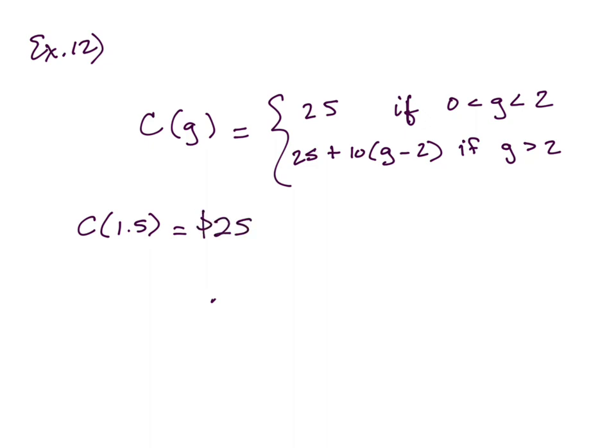Because it's a piecewise function, I have to look at my input, which is this 1.5, and find which domain that number fits in. Does it fit in the top one, 0 to 2, or is it greater than 2? And that tells me which function I can use. You following? It's a piecewise function. I might have to use different pieces of this function depending on my domain. How much does it cost to use 4 gigs?